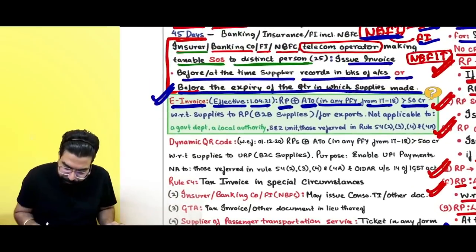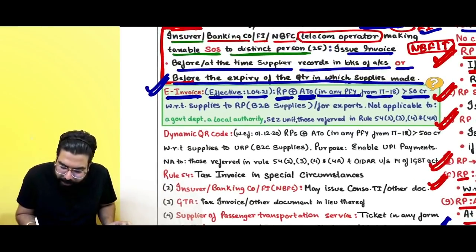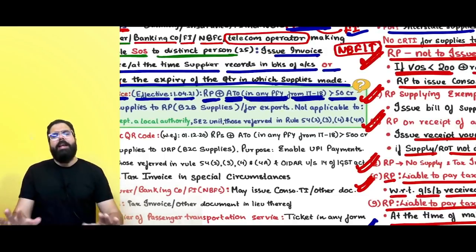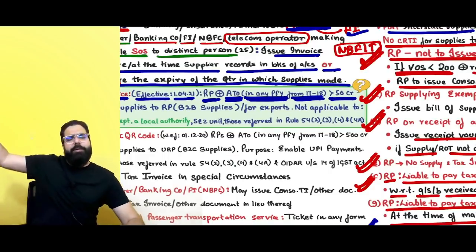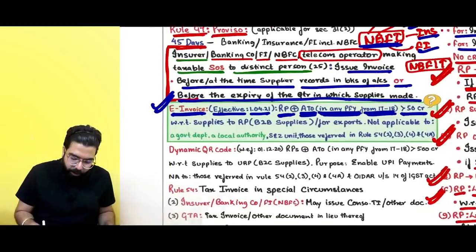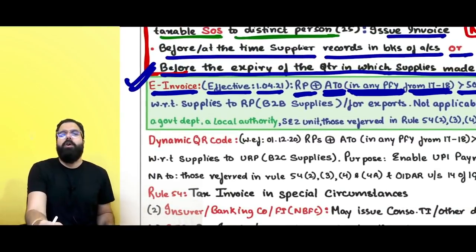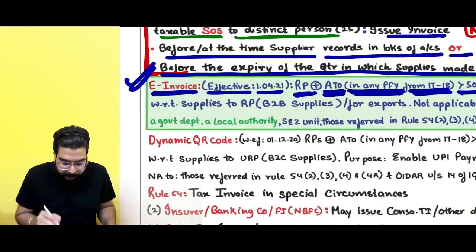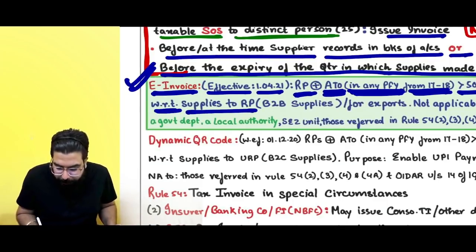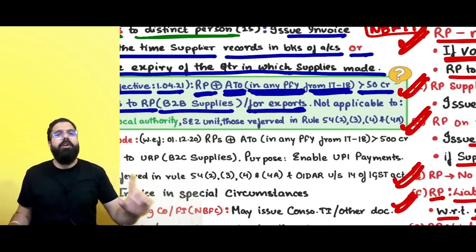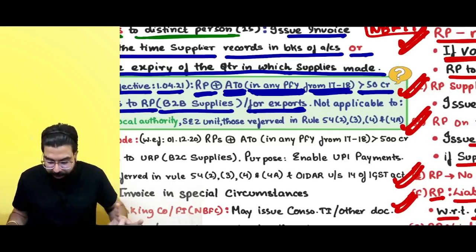If a registered person's aggregate turnover in any preceding financial year from 17-18 has exceeded how much? 50 crore. 17-18, 18-19, 19-20, 20-21. If you exceeded 50 crore rupees, then e-invoicing provisions are applicable to you. With respect to which supplies do I have to do e-invoicing? B2B supplies or exports. When you are exporting, for your export supplies also you have to do e-invoicing.